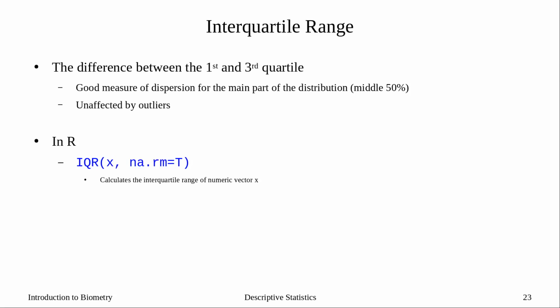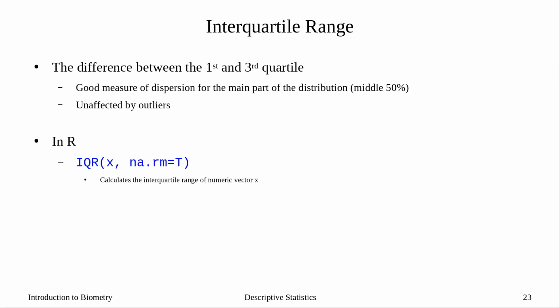This represents 50% of our data points. So our interquartile range will give us the middle 50, and it's going to be the middle 50 centered on the median. So if we have skewed data, skewed distributions, and we report the median, we should also report the interquartile range.